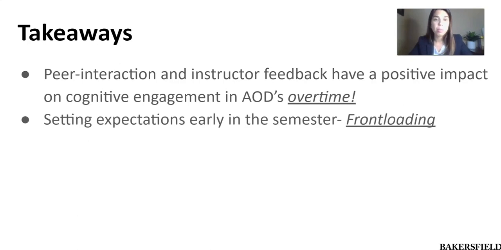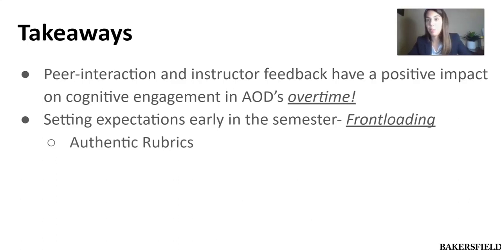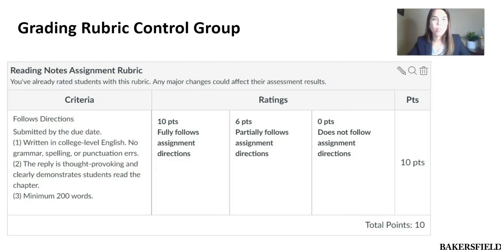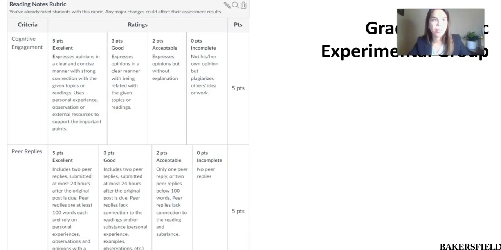Super important to set the expectations early in the semester, front loading. Use authentic rubrics. I also have had obviously a different rubric for a discussion because I had the peer reply aspect, but I use scholarly work to find a rubric that measures cognitive engagement better. And then have authentic interactions. It worked for me really well to have the open response and to interact with them in a more authentic manner. And I know I've gone over time, so this is just a quick look at the rubric difference between the two groups.